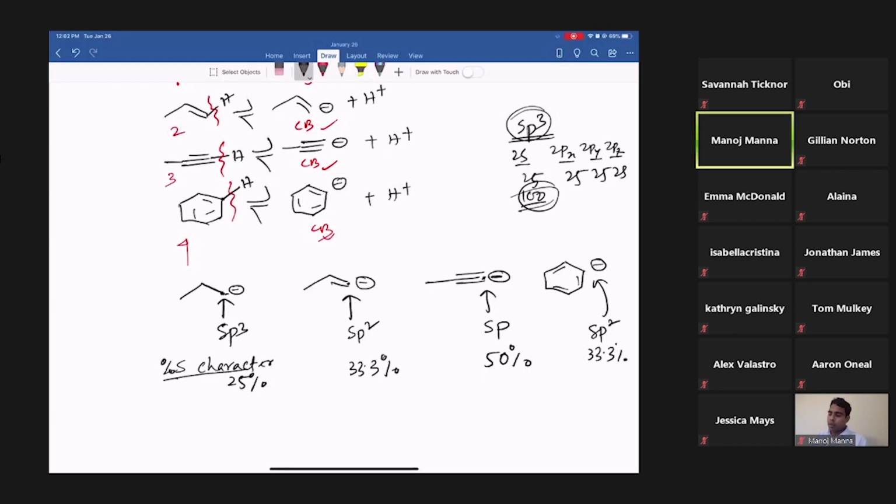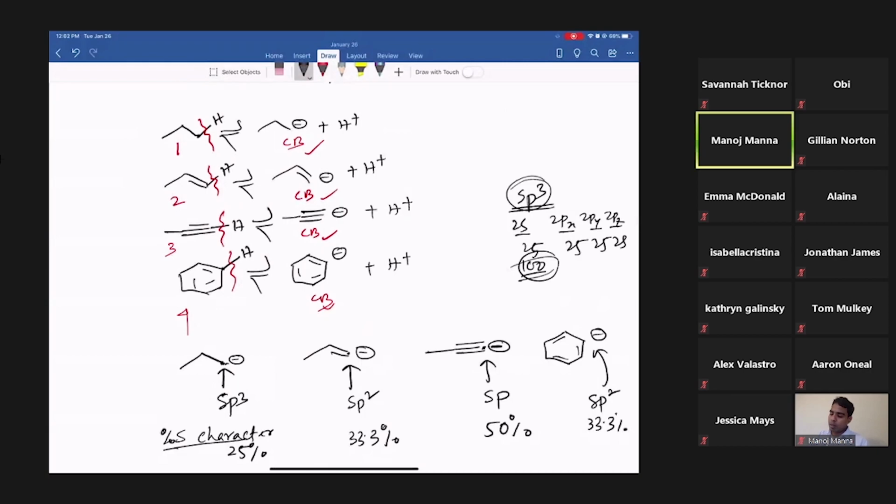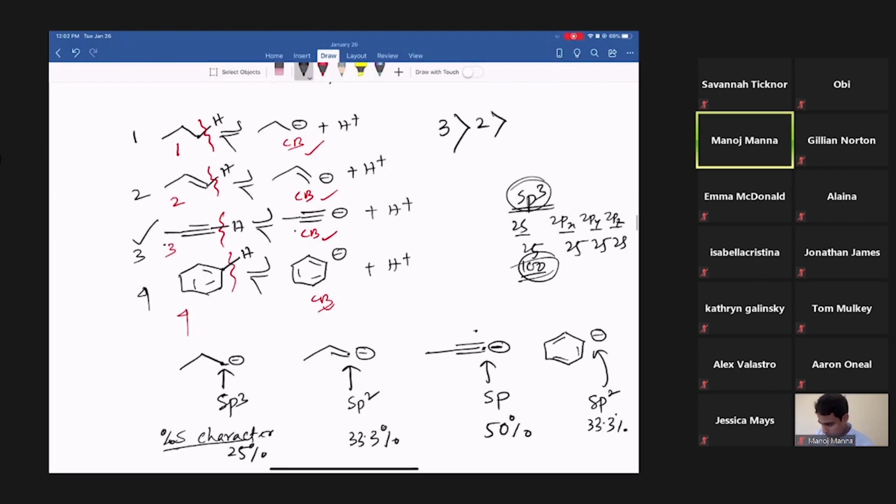So what I want to say ultimately is that, comparing conjugate bases, this one is the most stable conjugate base. If this one is the most stable conjugate base, the corresponding acid will be more acidic. So that means 3 is more acidic, then 2, then 1, then 4. That's the acidity order.